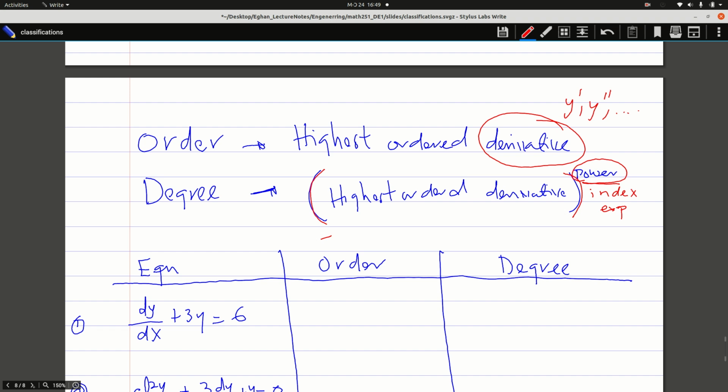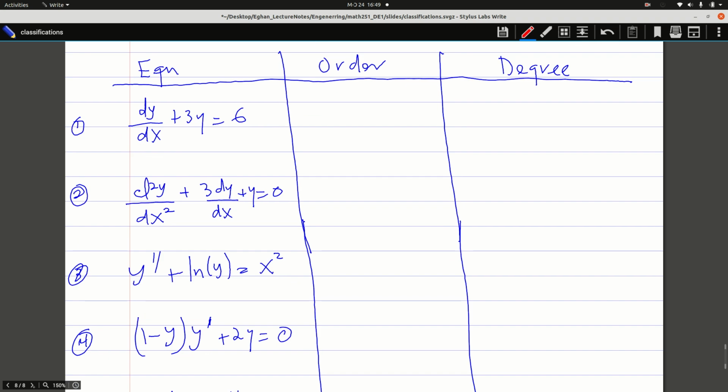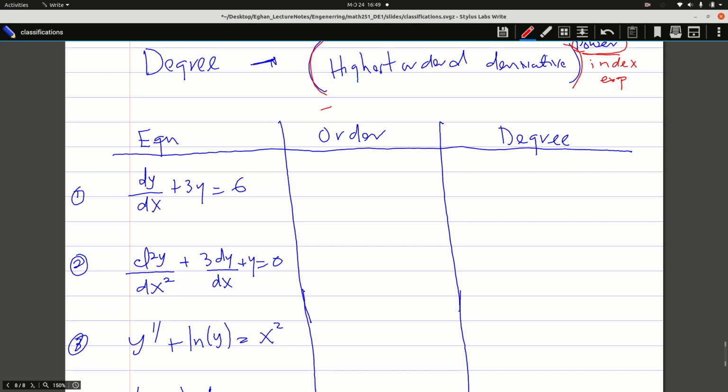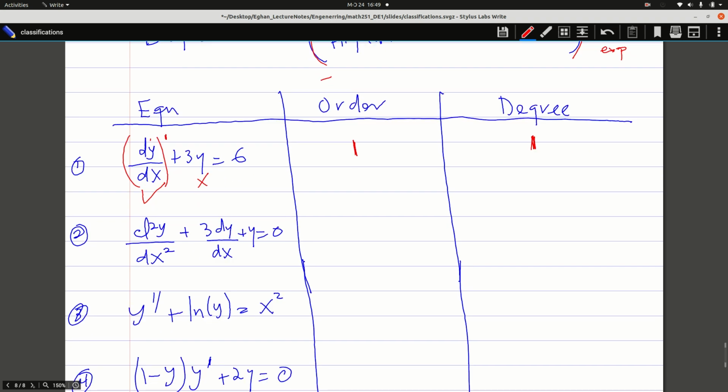So let's quickly go through some examples here. I have 4 examples. Example 1 is an ODE. You agree with me, it's an ODE. The order here, I'm looking at the derivative, not this one, but there's a derivative here, and it is of order 1. The degree: if I have a bracket here, the power is 1, which we don't write, so the degree is 1. Example 2, there's a derivative here, there's a derivative here.